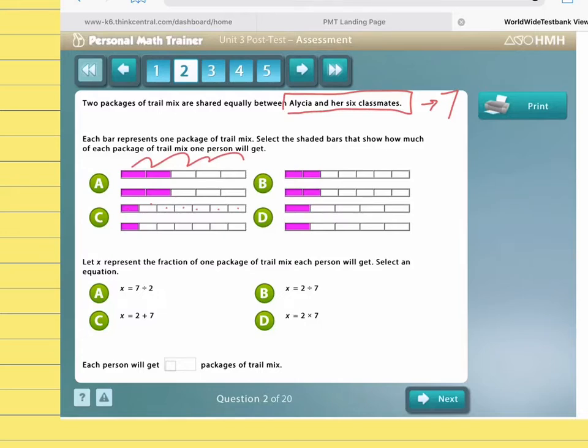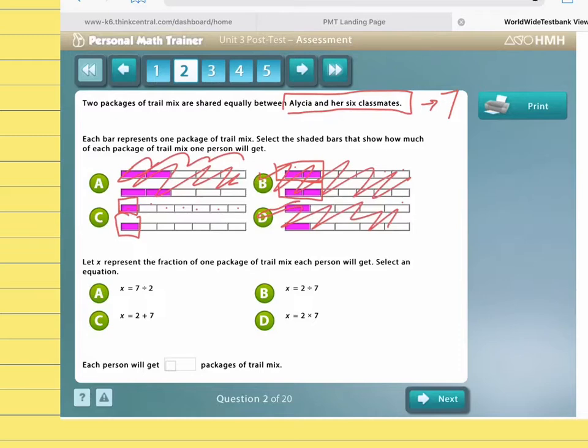C is 1, 2, 3, 4, 5, 6, 7. So C could be correct. And D is 1, 2, 3, 4, 5, only 5 pieces. So D doesn't work and A doesn't work. So now we look at if you're going to share 2 packages of trail mix between 7 people, each person is going to get 1/7 of each bar. So this shows 1/7 of each bar, this shows 2/7 of each bar, and each person only gets 1/7. So B cannot be the correct model.